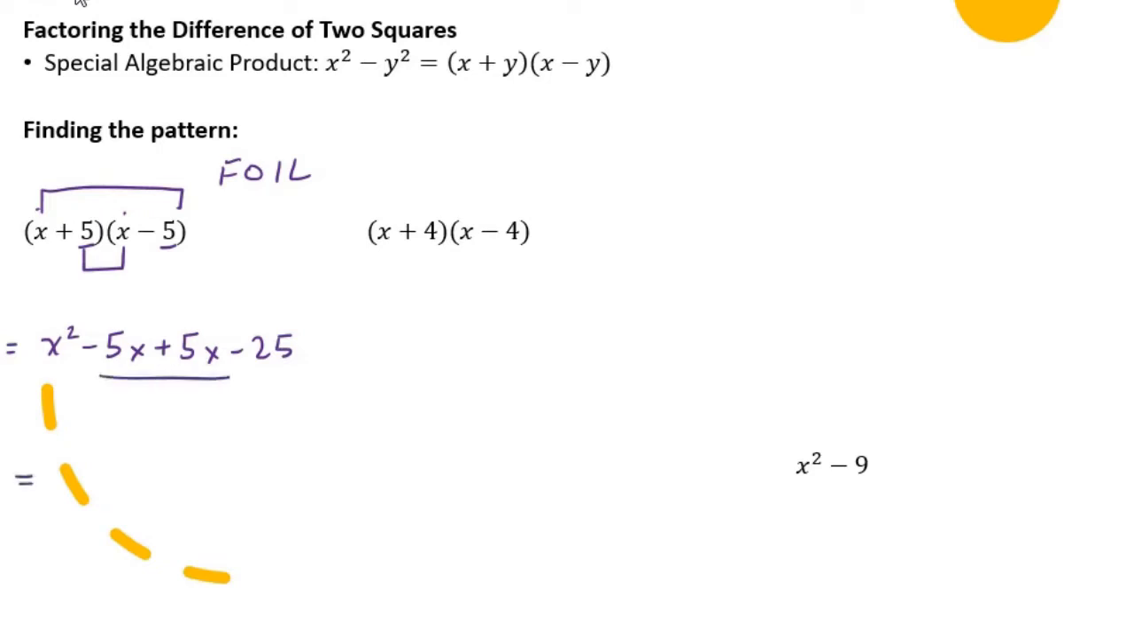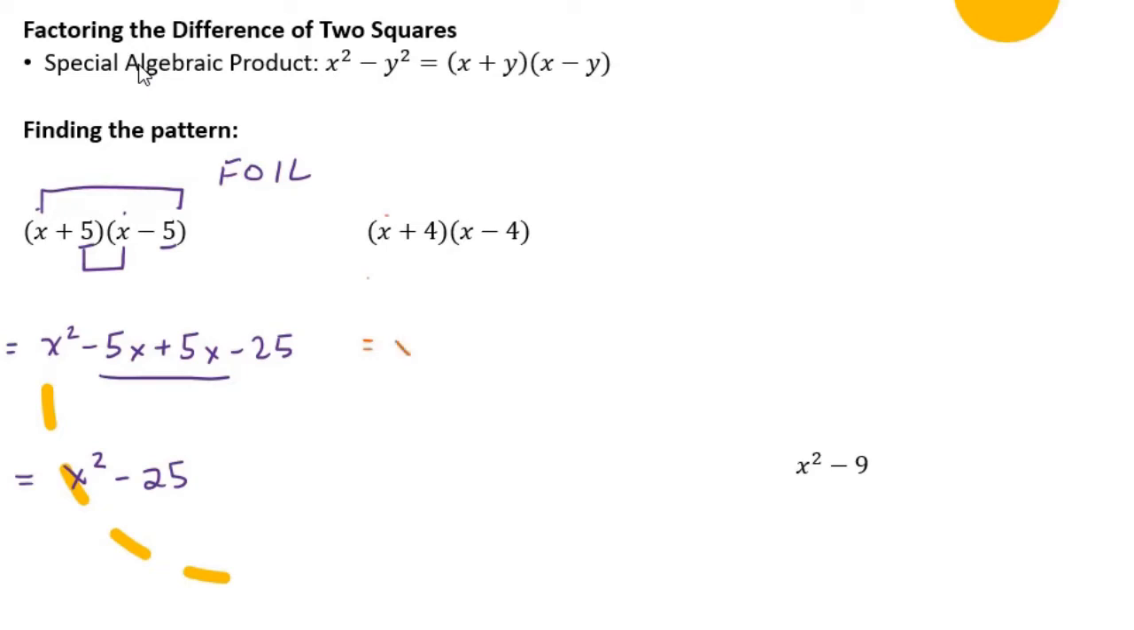The two middle terms are like terms, so I get to add them together, and negative 5x plus 5x is 0. So I'm left with x squared minus 25. Before we even explore this relationship further, let's have a look at the second one. You can probably do this one quite quickly.